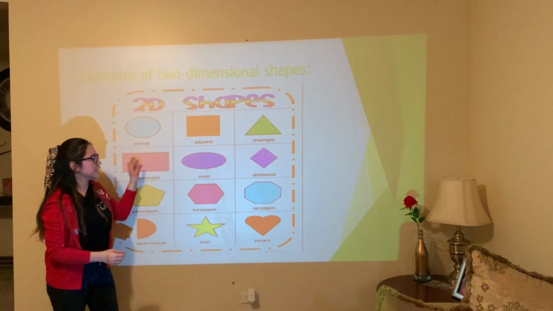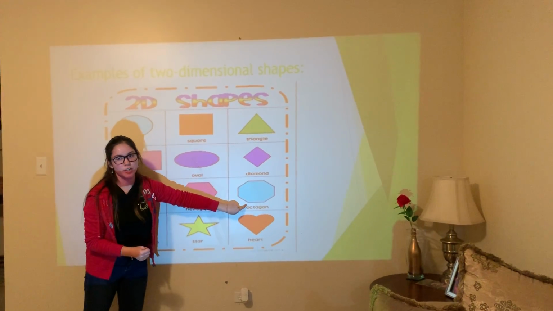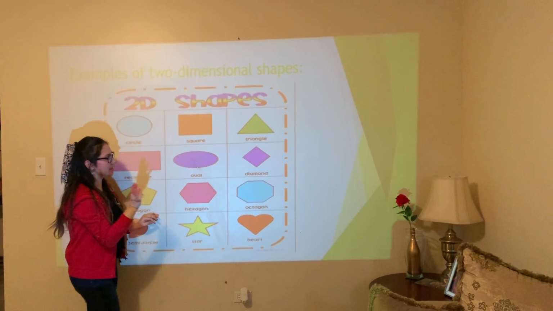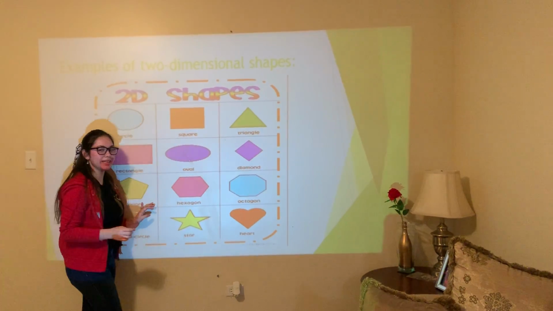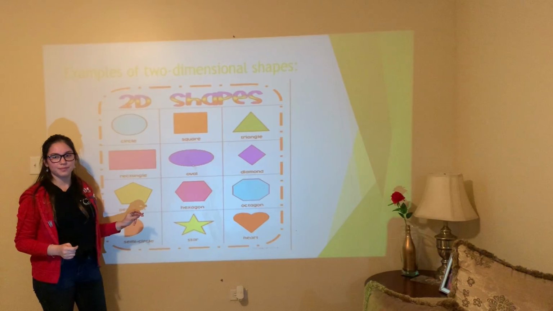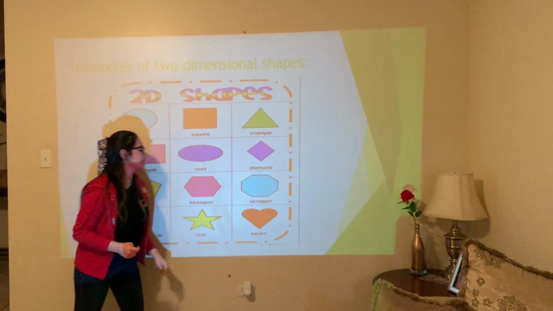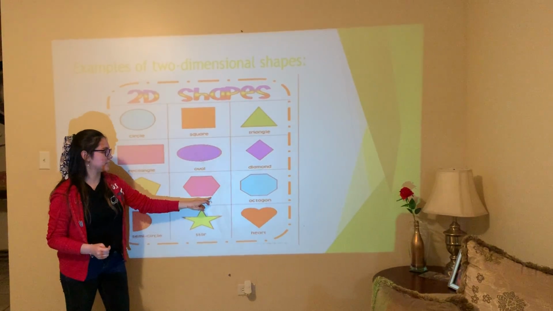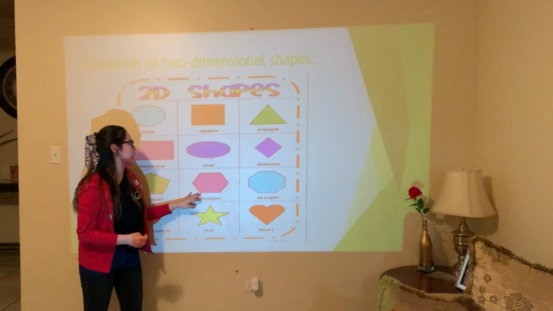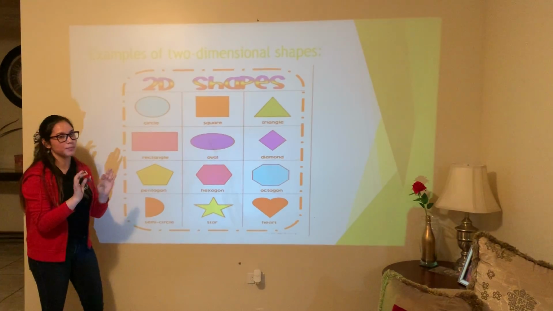Did any one of you already know the octagon? No? Okay, so the octagon has 8 sides. Do you remember what a side is? A line. A straight line, okay? And the hexagon? How many sides? 6. 6, perfect.